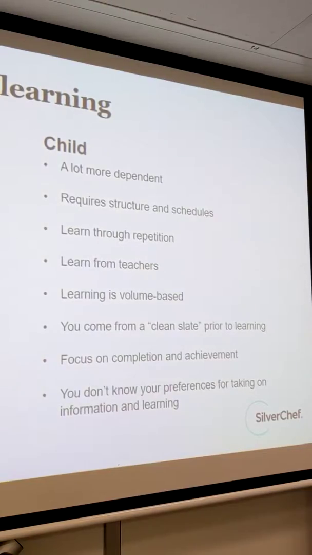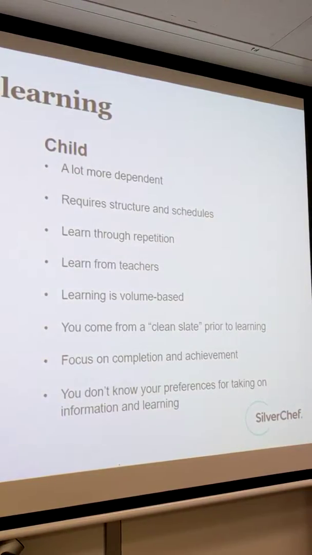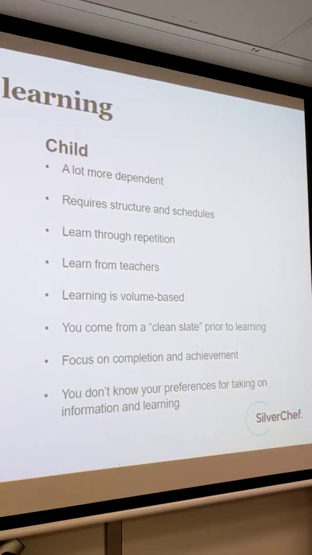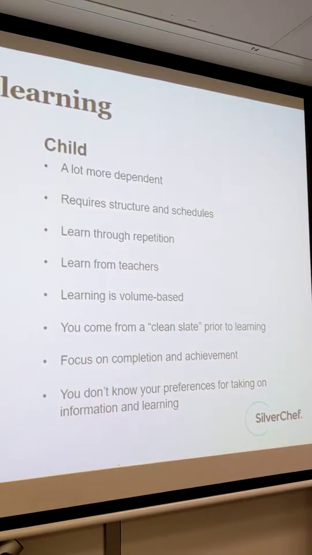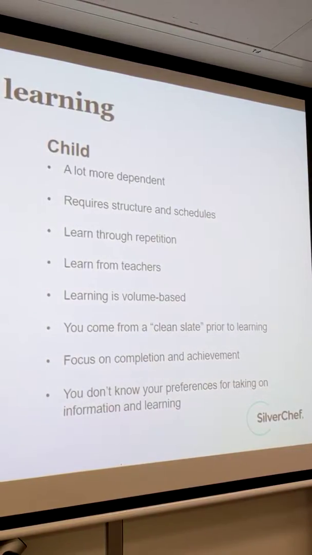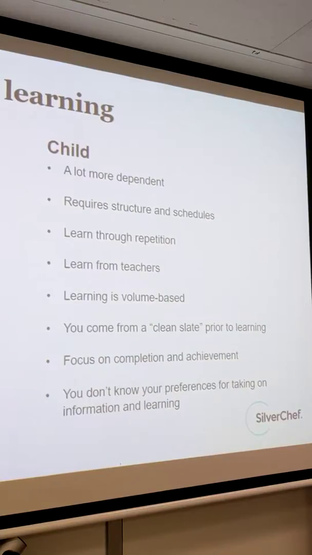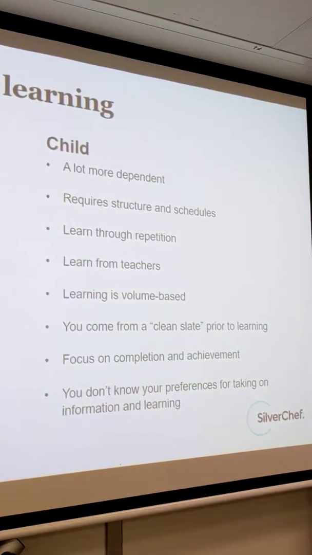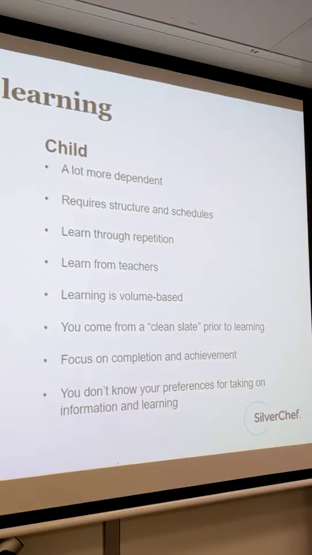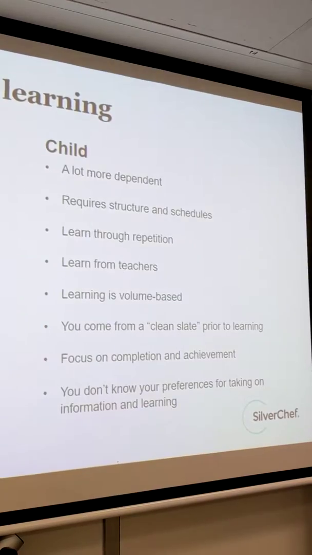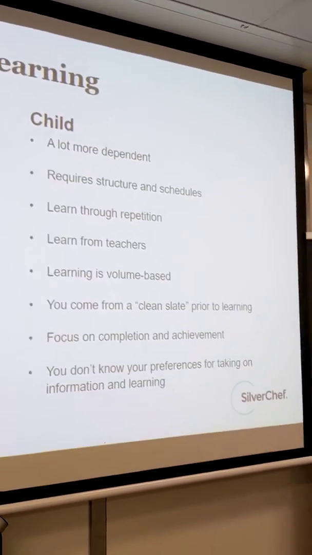You also come from a clean slate prior to the learning. So anytime you do learning as a child, you've got no previous experiences or thoughts around that. You just come from a clean slate. There's also a lot of focus on completion and achievement in child learning. So it's all about hitting your grades, hitting the end of term, and hitting each year through as you go through school as well. And lastly, as a child, you don't necessarily know what your preferences are for taking on information and learning, which are a couple of different styles that you tend to learn as an adult.